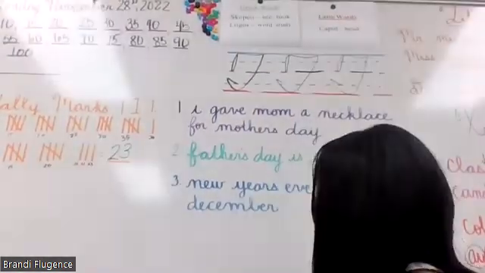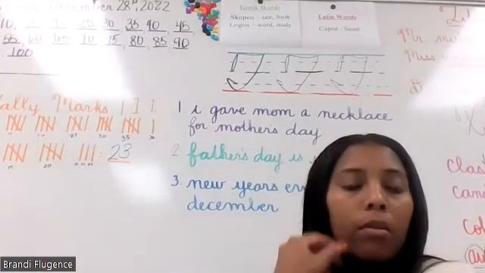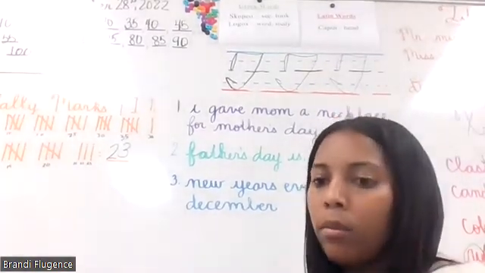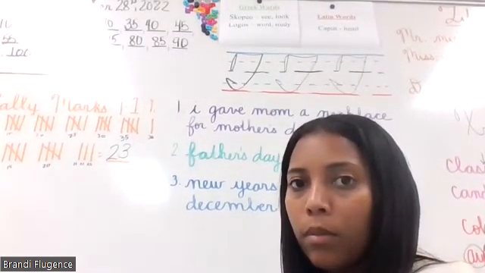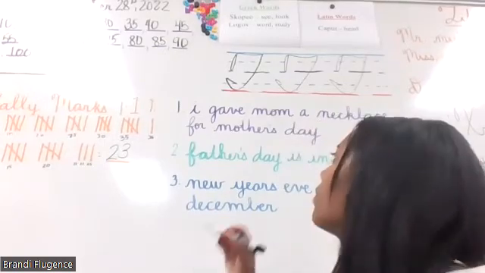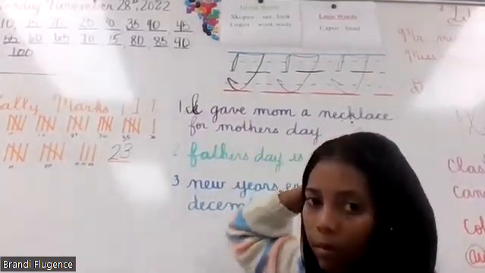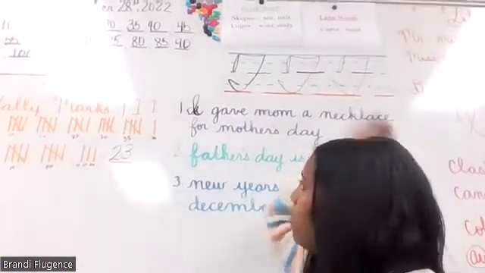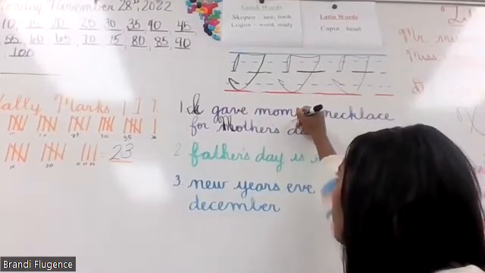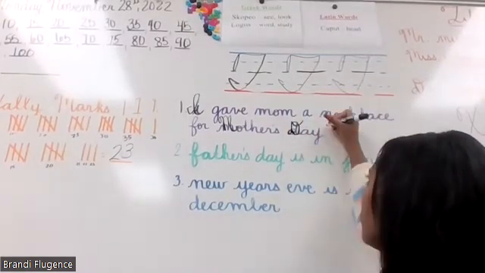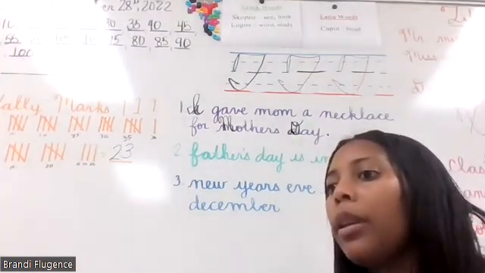Our sentences. Okay, I gave Mom a necklace for Mother's Day. Okay, Asa, tell us how to do this one correctly. Capitalize the I. Capitalize the M in Mother's Day. Good. And capitalize the D in Day. Okay, and finish it with the period. Good.